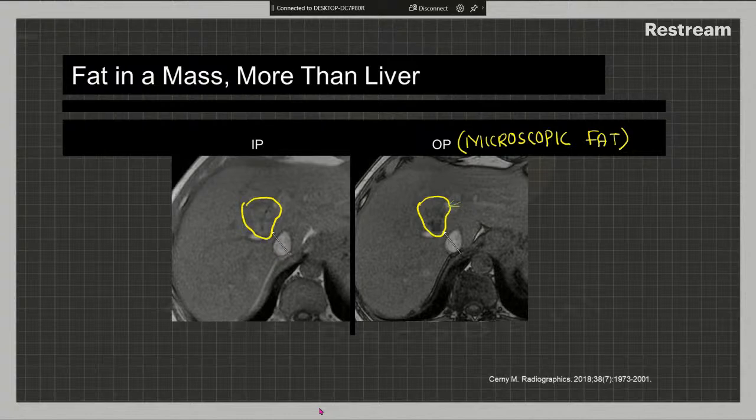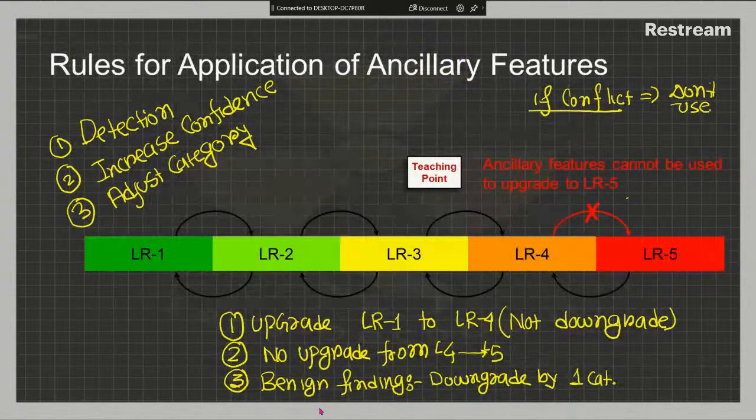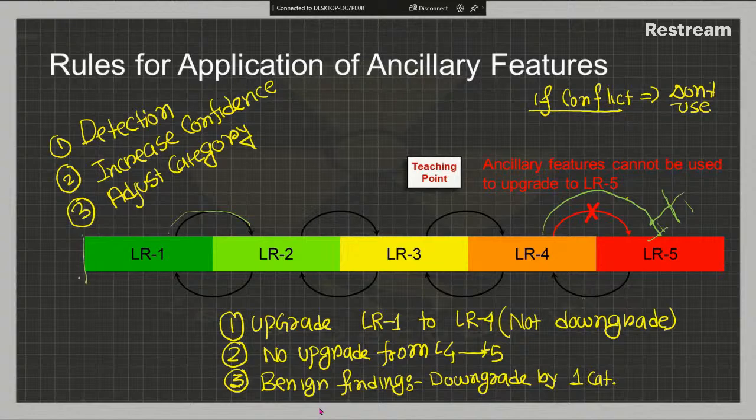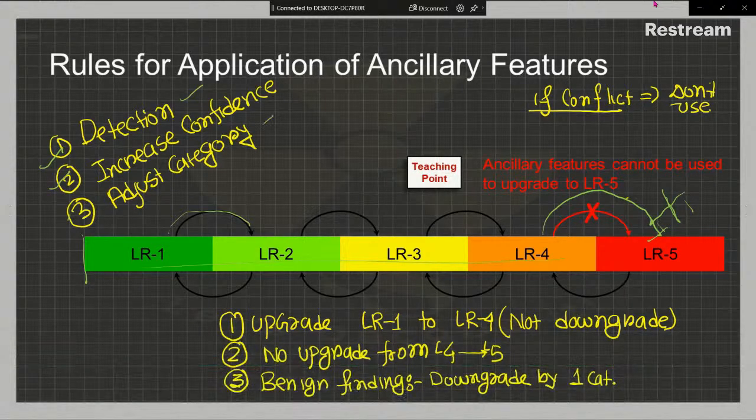With these ancillary features, you can upgrade LI-RADS from LR1 up to LR4. You will not use these criteria to upgrade LR4 to LR5, never. Downgrade, definitely you can, but not upgrade to LR5. You can only upgrade up to LR4, by one step. These three features improve the rate of detection and increase the confidence, but they are not themselves major criteria.